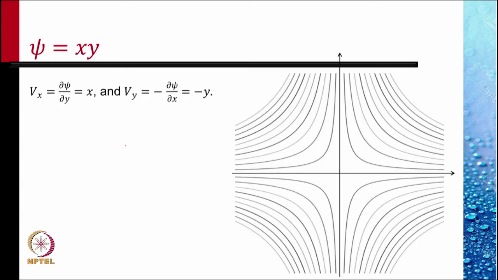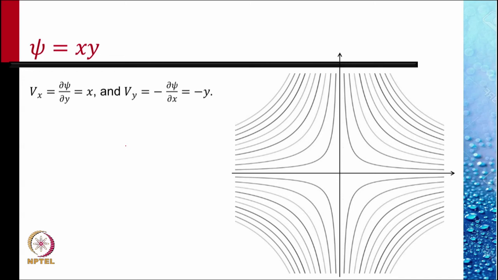There is a very interesting property of streamlines and stream function. Let us consider the function ψ equal to xy. ψ equal to constant, that is xy equal to constant, lines are plotted in this xy plane, and they are rectangular hyperbolas of this shape. Vx is ∂ψ/∂y, which is x, and Vy is minus ∂ψ/∂x, which is minus y.